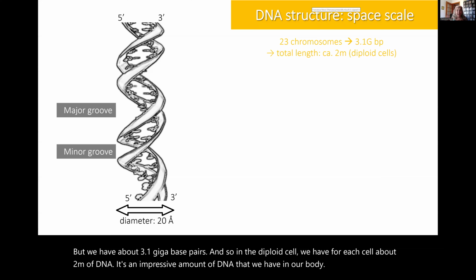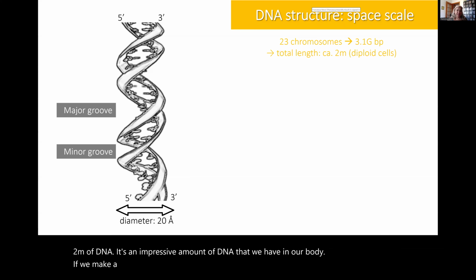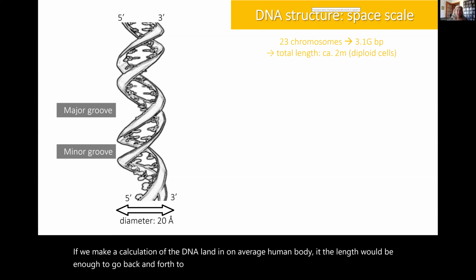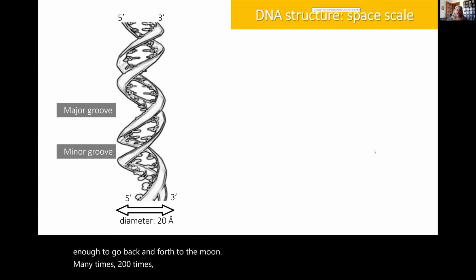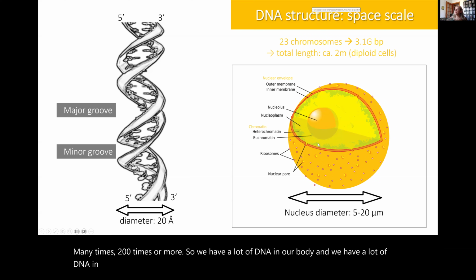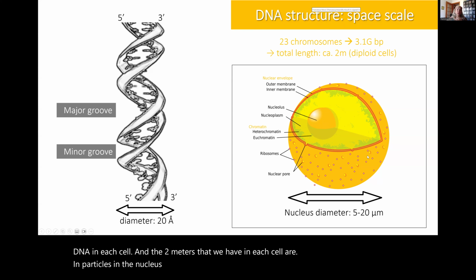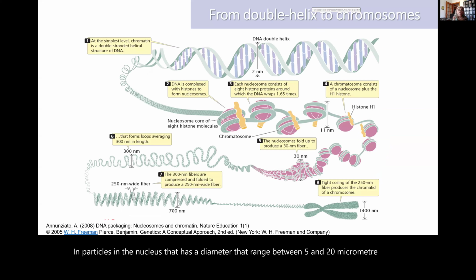If we make a calculation of the DNA length in an average human body, the length would be enough to go back and forth to the moon many times, 200 times or more. So we have a lot of DNA in our body, and we have a lot of DNA in each cell. And the 2 meters that we have in each cell are very compacted in particles in the nucleus that has a diameter that ranges between 5 and 20 micrometers. So the DNA is highly compacted and still working in the cell.